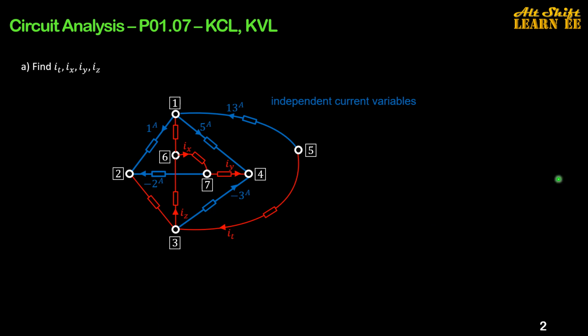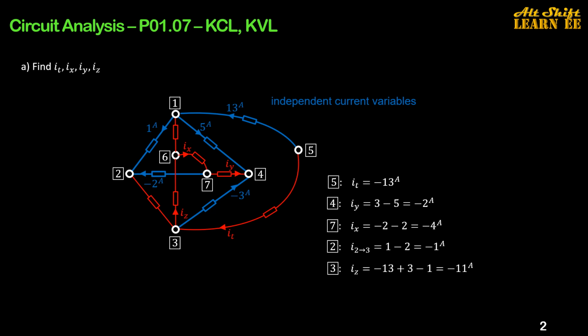number 5 finds the I_s of t, as the arbitrary direction for I of t is shown here. I of t will be minus 13 amp. Same for other nodes. The KCLs at node 4, node 7, and node 2 and 3 will result in the required current branches, I_s of x, I_s of y, and I_s of z.